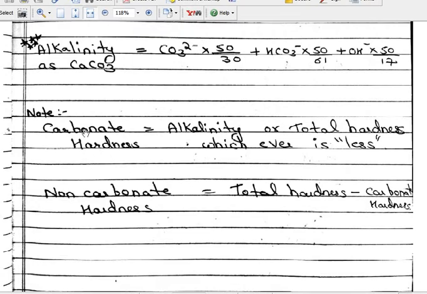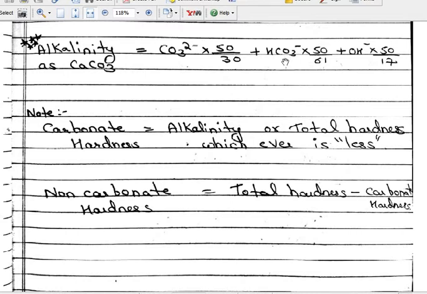Now come here, alkalinity. How can we find it in terms of CaCO3? It is the concentration of carbonate ion in mg per liter into 50 by 30. So 50 is the equivalent weight of calcium carbonate and 30 is the equivalent weight of carbonate ions. Actually the molecular weight is 60 and it is divalent, so it is 60 by 2, which is 30. And here it is bicarbonate into 50 by 61.